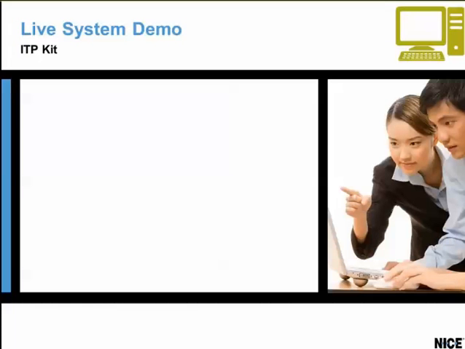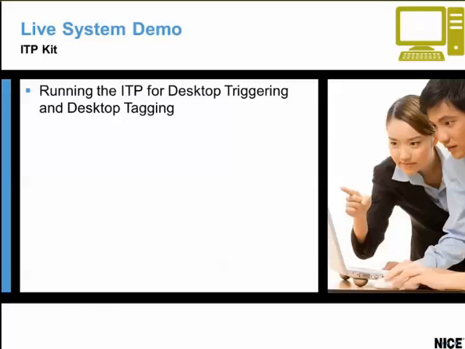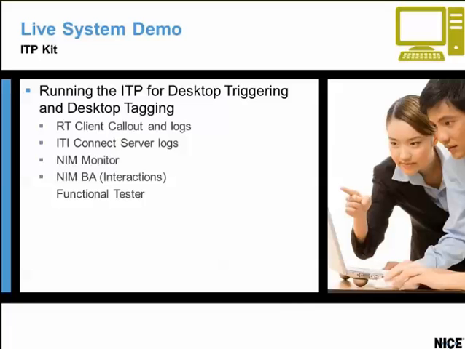Okay, so let's go ahead and move into a quick live demo of all of these different functions here. Specifically, I'm going to show you guys the desktop triggering and desktop tagging for data extraction, pause and resume, start and stop. And what I want to show you guys is the log files for the real-time client, the ITI Connect server logs, and I'm going to show you those live. As I perform a pause or a resume, you'll see the successful messages being sent from the log files. I want to show you the monitor application, the business analyzer. For the functional tester, I'll show you what the pause looks like to the logger. And then also the media player, just showing that the icon appears for those privacy control calls.